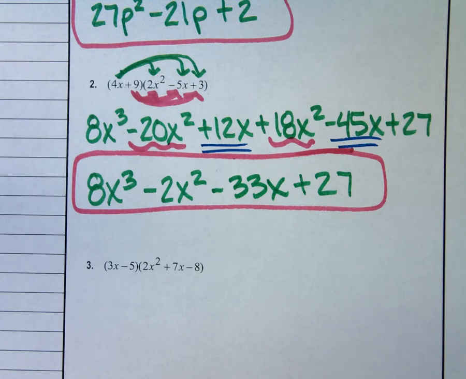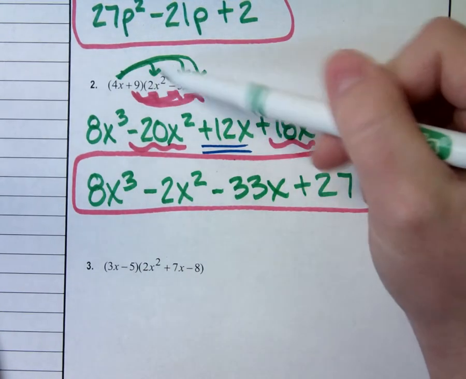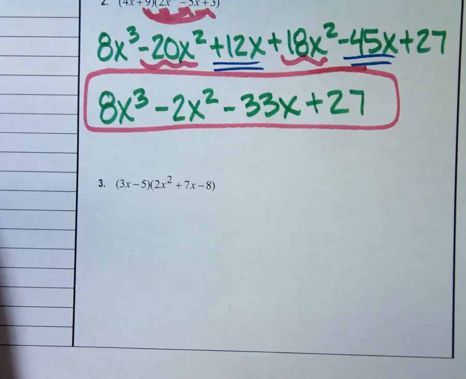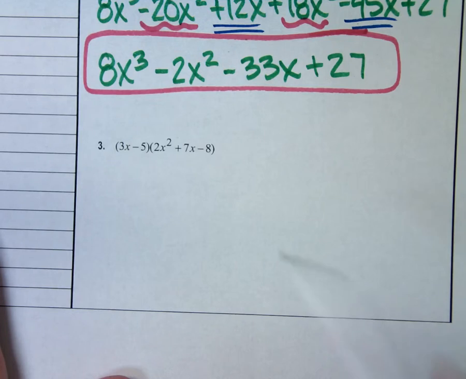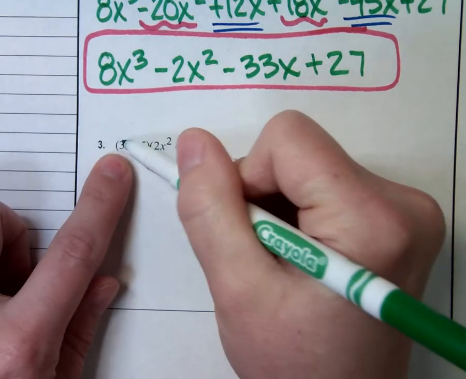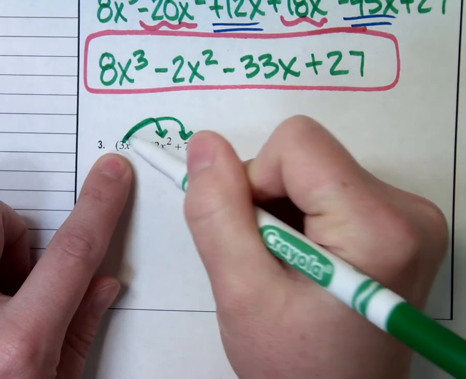So all this is distributing. It's just I have two things to distribute, and I have to distribute it with everything in the back set of parentheses. Okay, number 3 is going to be just like this. I have two things in the front set of parentheses, so I have two things to distribute. So first, let's distribute the 3x.